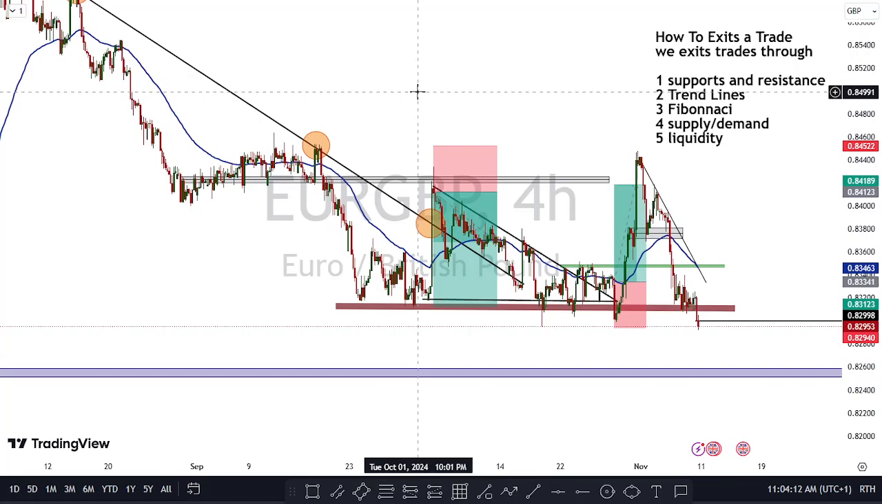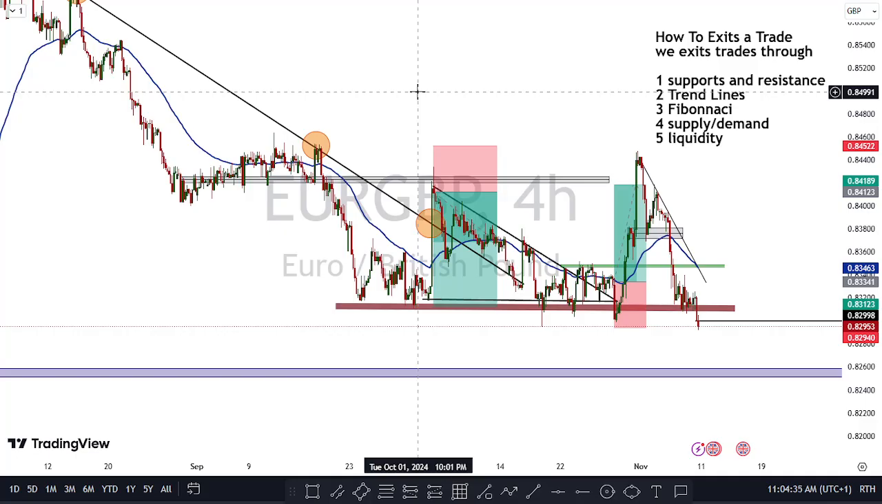So that was it. So we can always use trend lines as an area of exit. Let's say the next trend line, we'll exit at the next trend line because we believe it's going to bounce off of the trend line, just like how we believe it's going to bounce off the support and resistance, and just like how we believe it's going to bounce off of the Fibonacci, and also bounce off of the supply and demand, and also the liquidity areas.